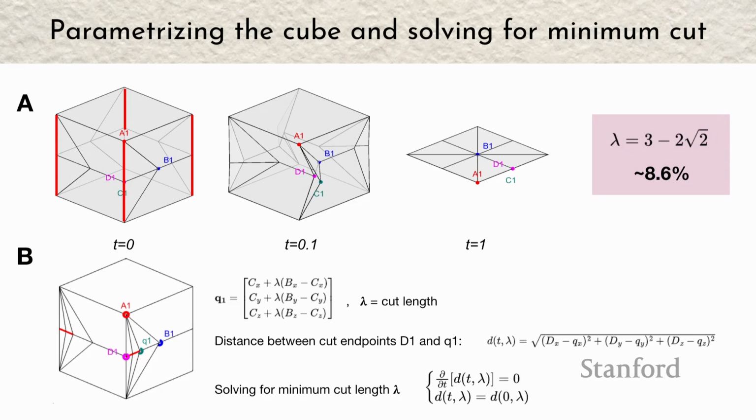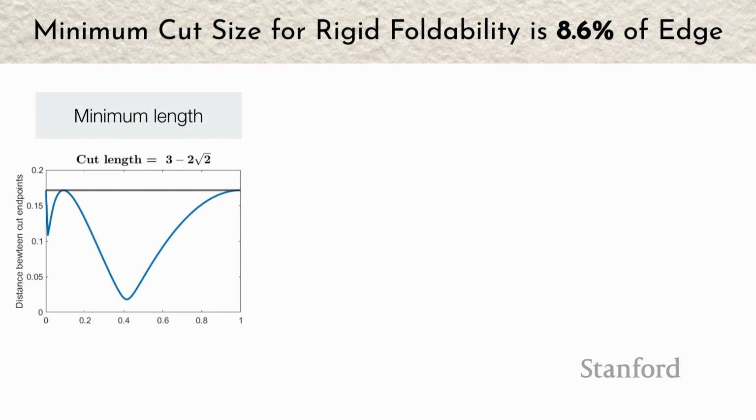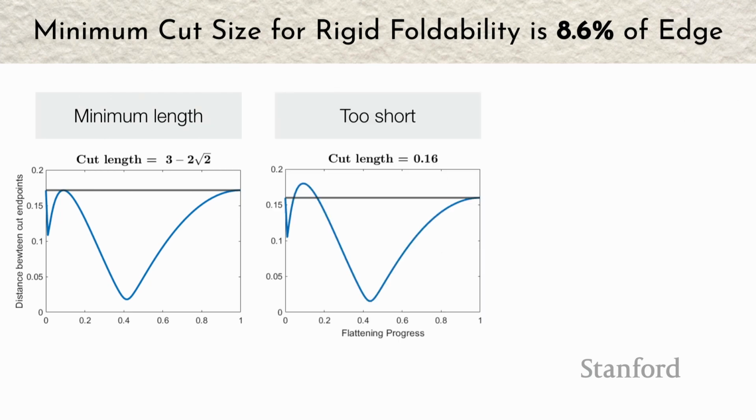We solve for the minimal cut size, and we find that it's 8.6% of the edge length. So that's a super small cut compared to the size of the edge length, and much smaller than the large diagonal. So this is just a computational equivalent to the analytic model, which is the minimal length.